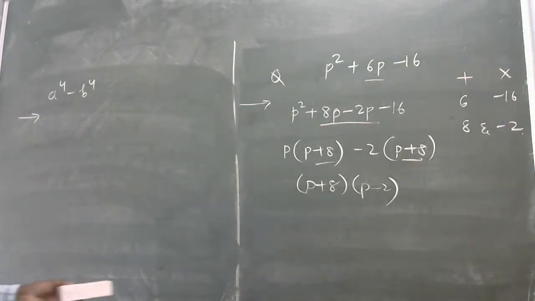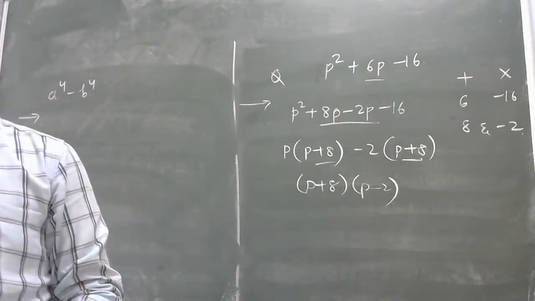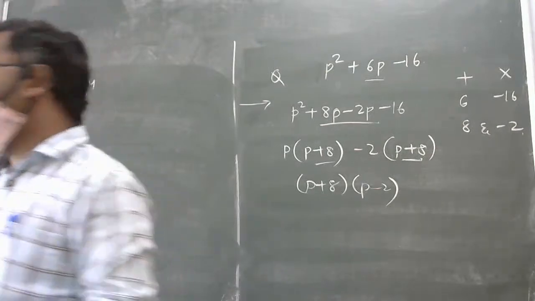Factor this one: 8 to the power of 4 minus 3 to the power of 4.